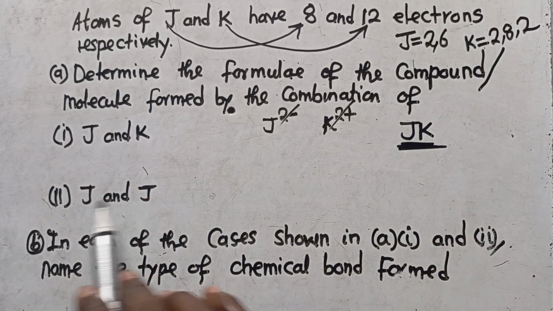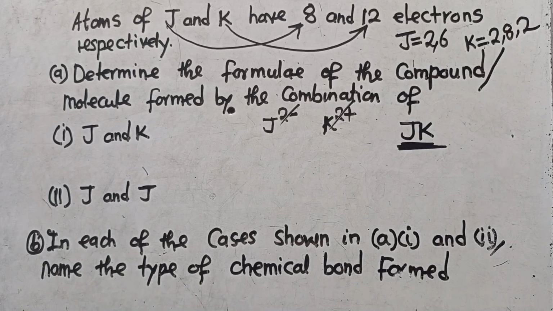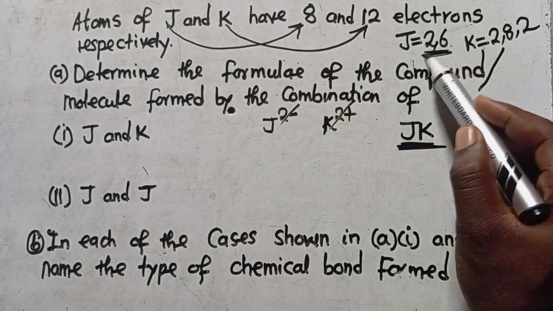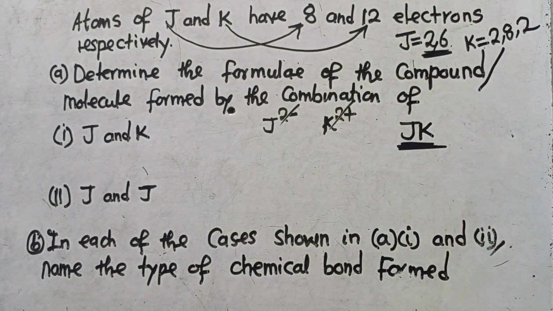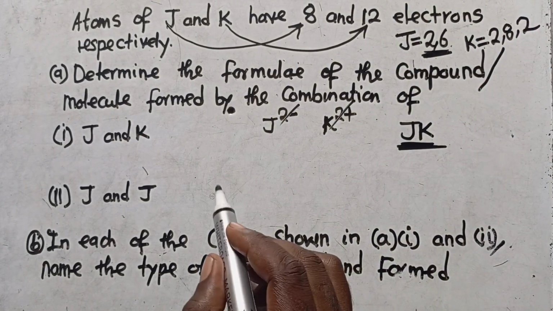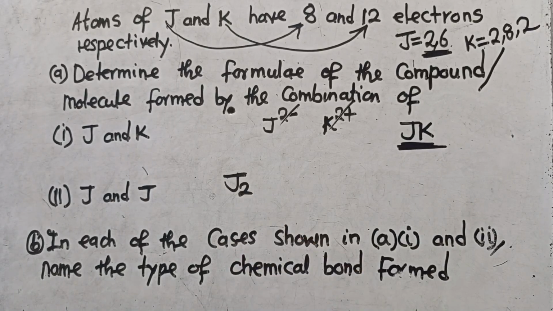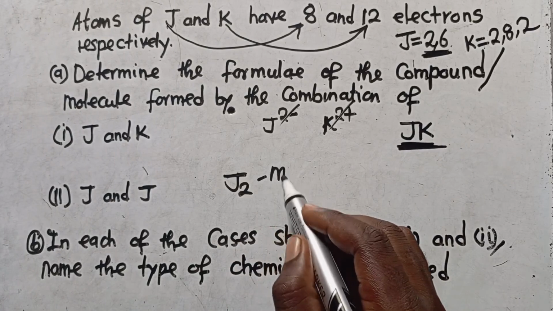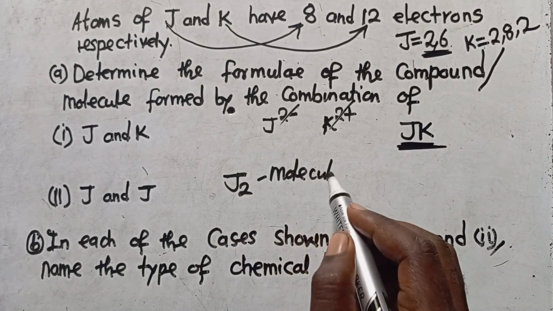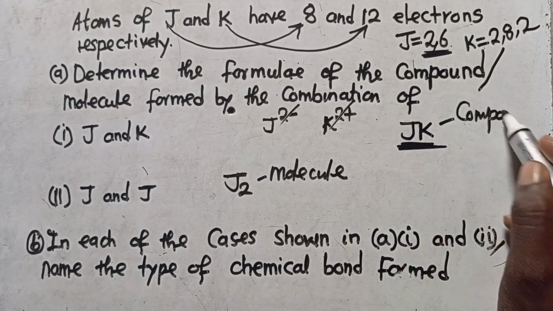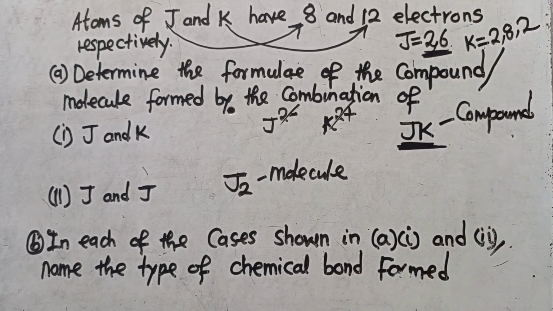You go to this one. What is this? What are you having here? We've got these atoms, J and J combine. So when this gets to combine, we get to form a molecule. We are just going to have what? J2, because this one is a molecule. So this one is a molecule, but that one is a what? That one is a compound. This is what you are supposed to know.